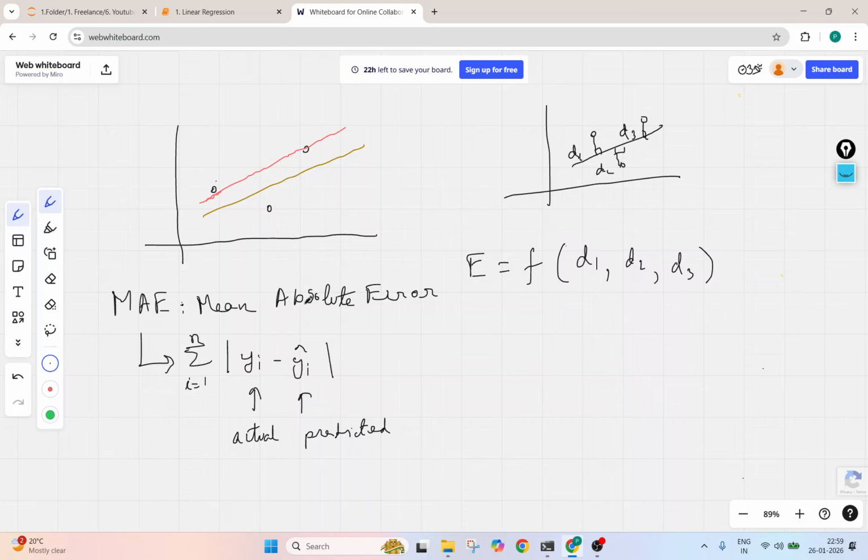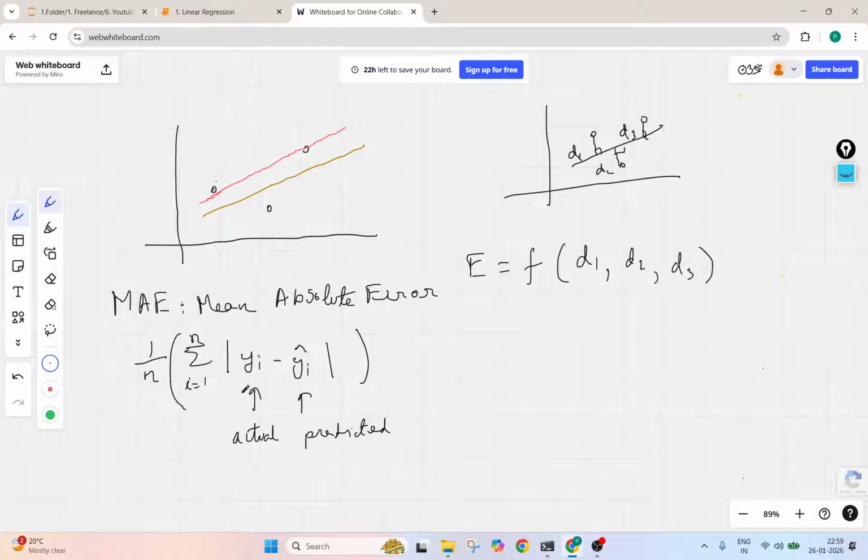Now, since it's the mean absolute error, this is what I got as the absolute error. But since it's a mean absolute error, what we also need to do is multiply it by 1 by n, or divide it by n in simple words, to find the mean.